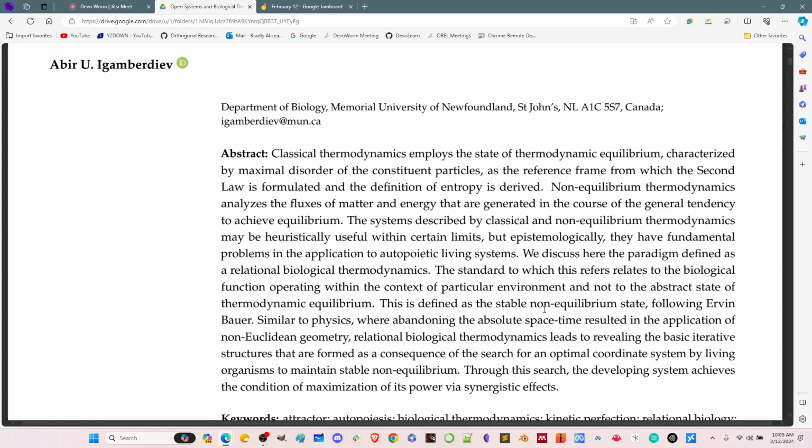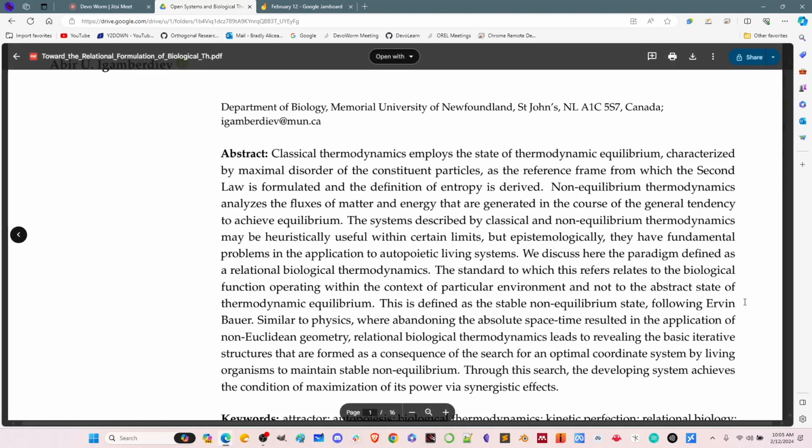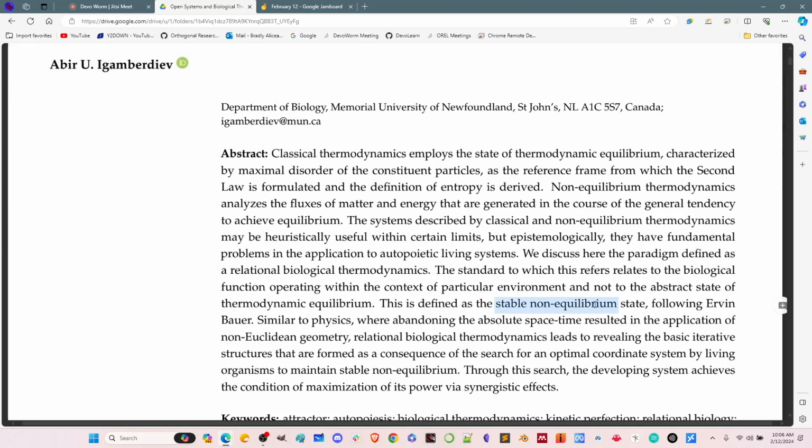This is defined as the stable non-equilibrium state following Erwin Bauer. So this is bringing back to Erwin Bauer and his stable non-equilibrium state. So that's what he calls this, and it's basically like homeostasis or something similar. And like I said, these terms were all being used by different people back in the early to mid 20th century. So there's some discontinuity in terms of a formal theoretical model, but they're all basically getting at similar things.